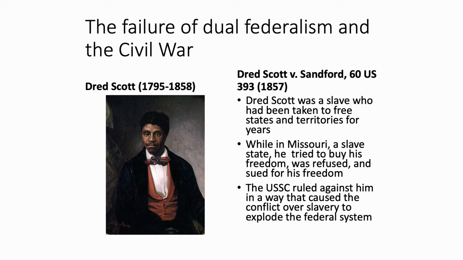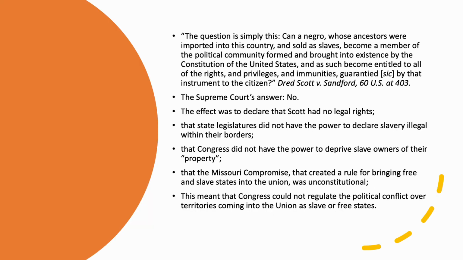They argued that he really didn't have any rights, and they caused the conflict over slavery to explode the entire federal system. This is a quotation from the opinion, and I'm not going to actually read all of it, but the quoted language comes directly out of the opinion of the Dred Scott case. They said that because he had been an enslaved person, he could not become a member of the political community of the United States, no matter what state he went to. The fact that he had gone and lived in so-called free states didn't matter. The Constitution did not protect him at all, and he had no rights.